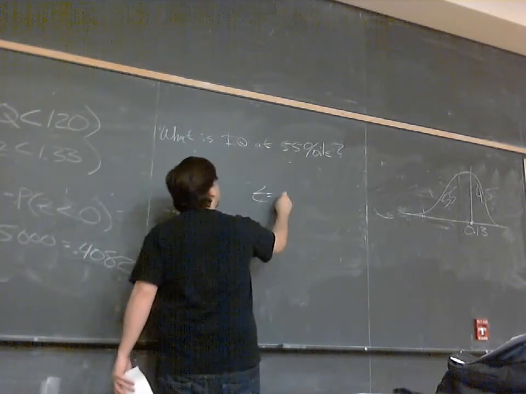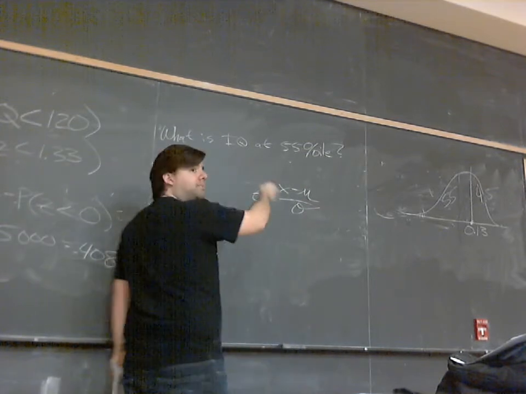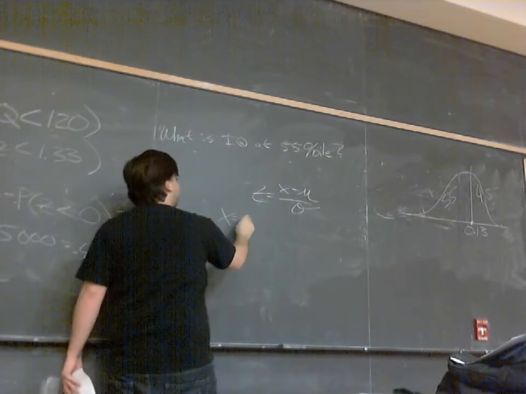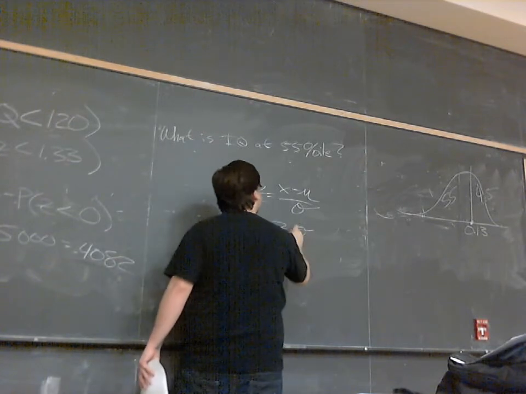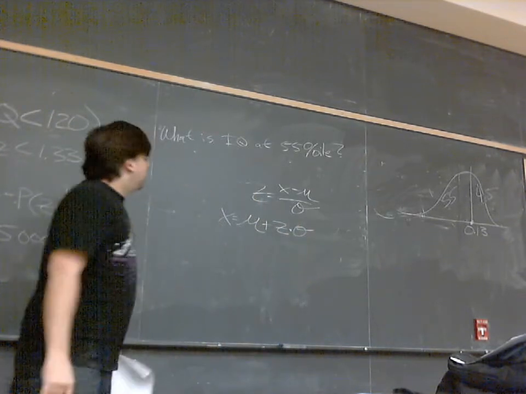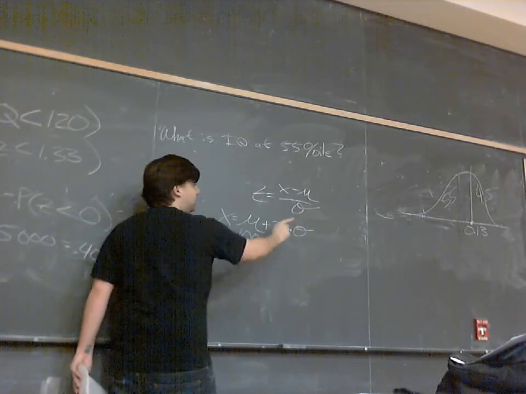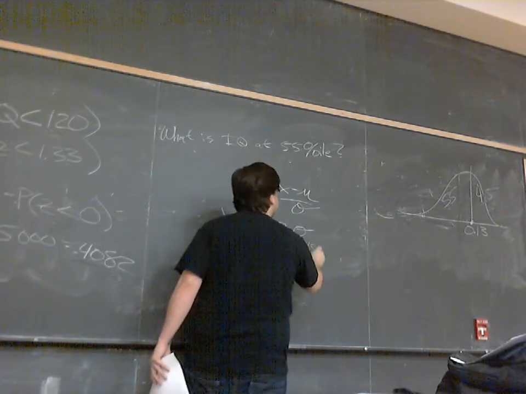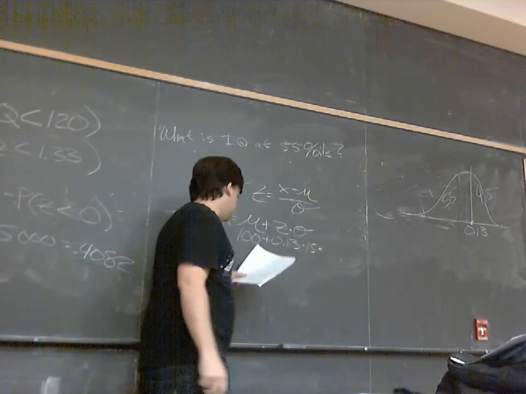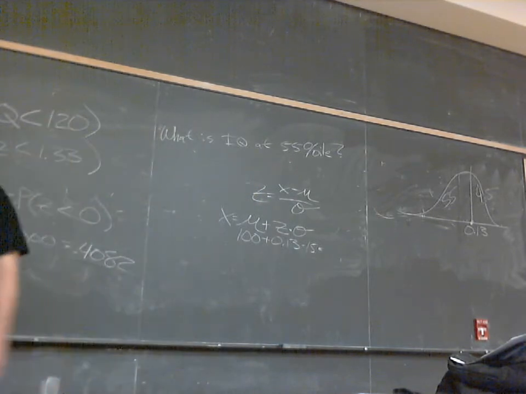My z-score formula is this. I solve for x, which is my goal here. I end up with x equals mu plus z sigma, z times sigma. So now I plug in what I have. I have a mean of 100, that's given. The z-score of 0.13 times my standard deviation of 15. It's 100 plus 0.13 times 15.